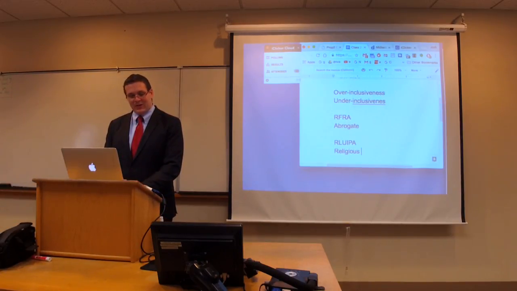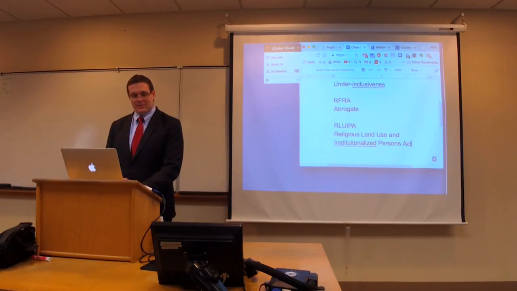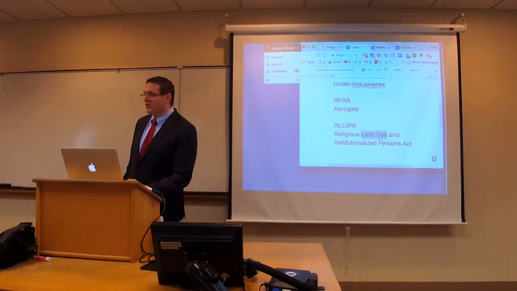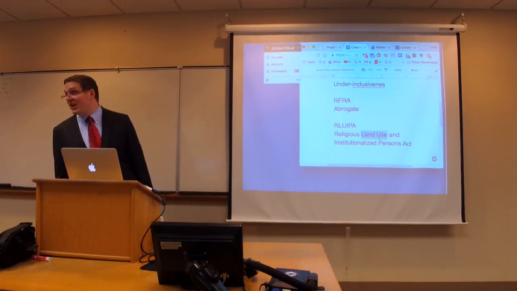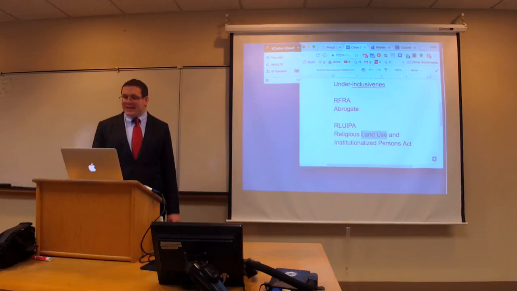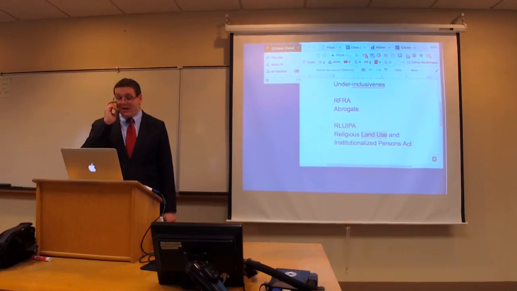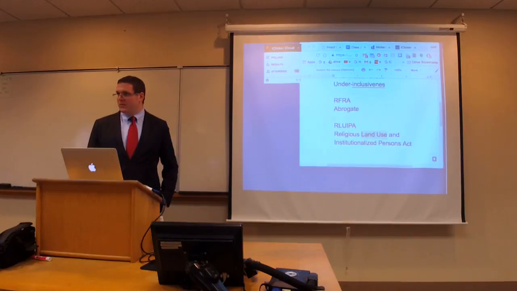Here, let me spell that. Religious Land Use and Institutionalized Persons Act. So if the case involves land use or institutionalized persons, basically people in jail, right? In these scenarios, states now have a new restraint: if they issue a land use decision or if they make a decision concerning people in prison, they are bound by this restriction.